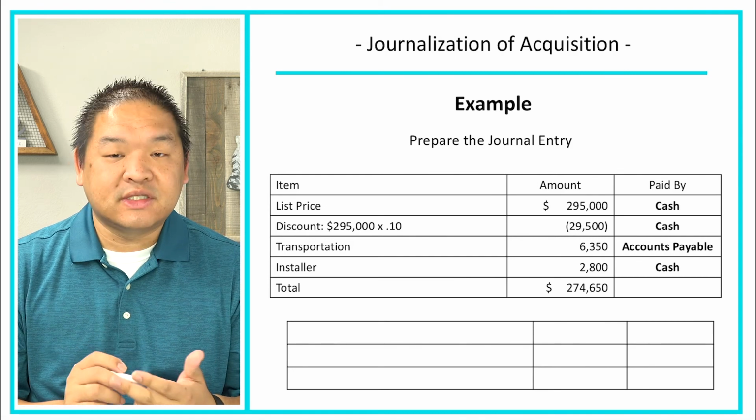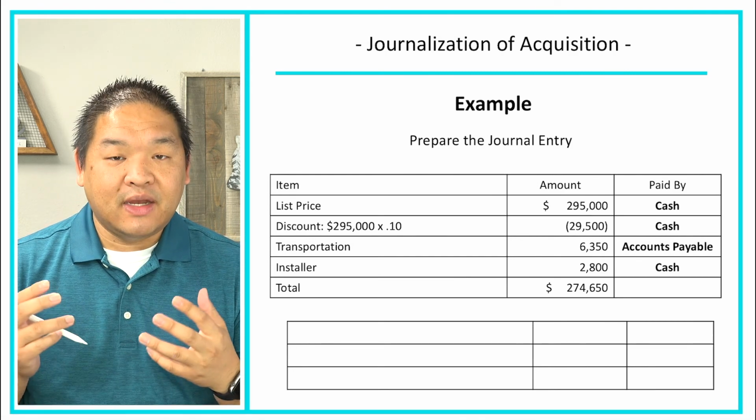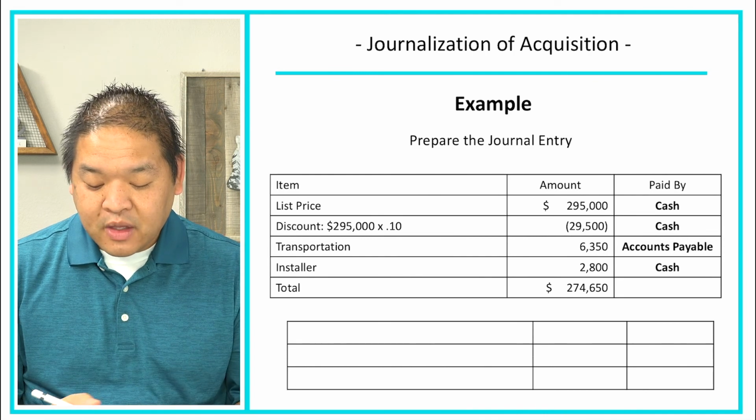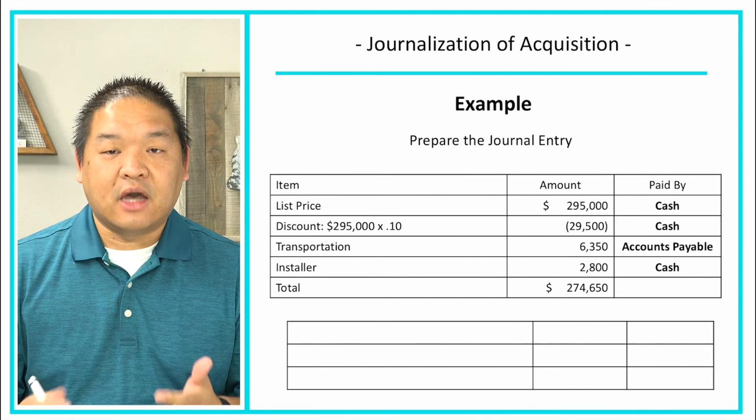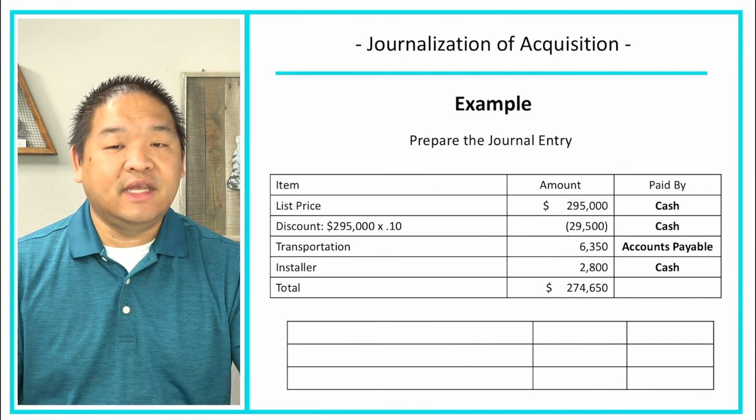So our list price and our discount are technically cash when we put them together. And then the installer was paid in cash. So we have those two. And then transportation was an accounts payable. So now we can book those first because those are the easiest.